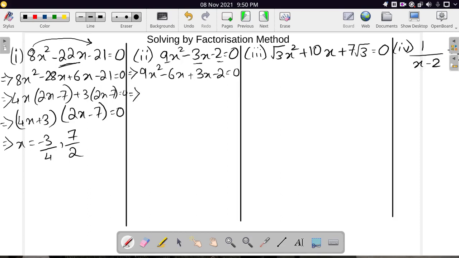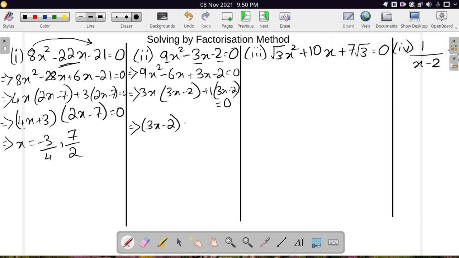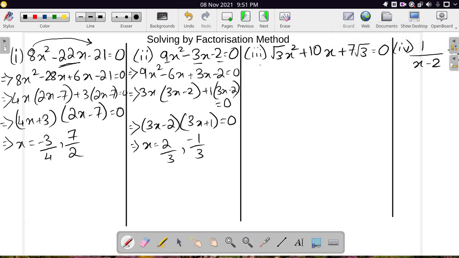Now we will simply take 3x common. It will be 3x(3x minus 2) plus 1(3x minus 2) equal to 0. Now we take (3x minus 2)(3x plus 1) is equal to 0. Now x will be equal to 2 by 3, and x will be equal to minus 1 by 3. Simple. Now let us do number 3.